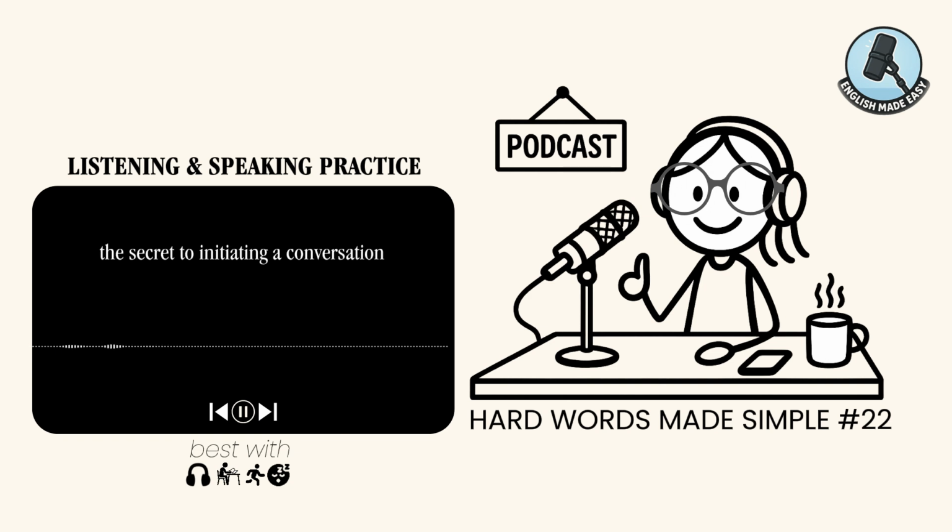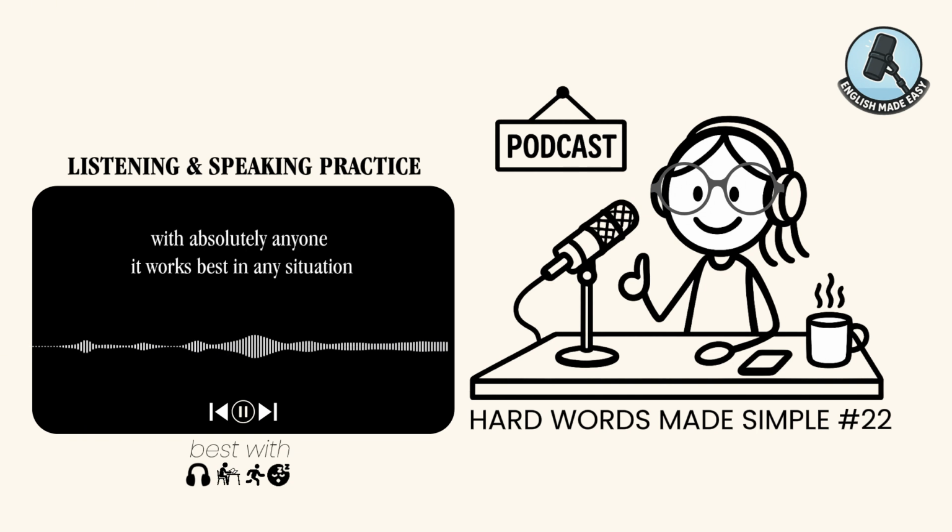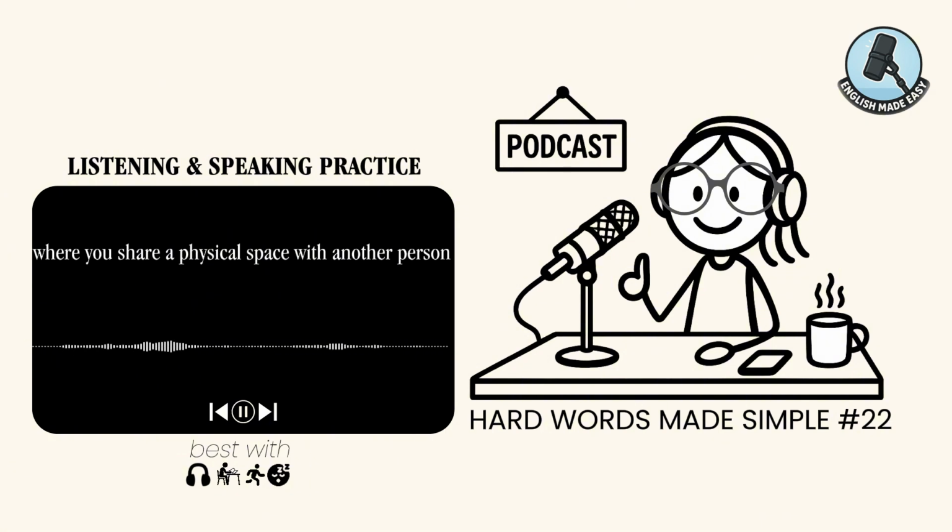The secret to initiating a conversation is not about being clever, it's about being observant. This brings us to our first and perhaps most powerful technique, the environmental opener. The purpose of this technique is to give you a safe, easy, and natural way to initiate a conversation with absolutely anyone. It works best in any situation where you share a physical space with another person: a cafe, a bus stop, a classroom, a library, a line at the supermarket.